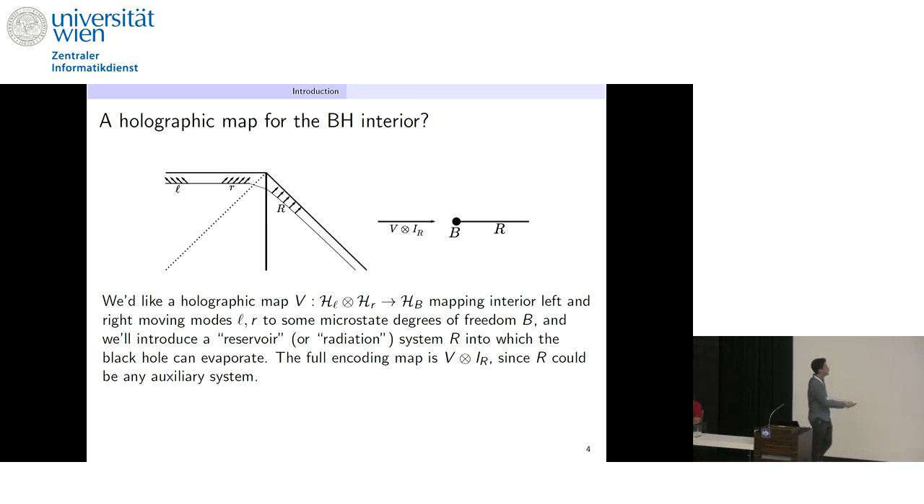And then what we would like is some sort of holographic map which maps us from the effective field theory on this Cauchy slice, sometimes called a nice slice, into some fundamental description of what's going on, where we have the black hole microstate degrees of freedom B, and then they're coupled to the stuff that's outside of the black hole, this reservoir or radiation system R. I'm going to take the encoding map to have the form of V tensor the identity on R. R is some auxiliary system, it could be anything, and so the holographic map should not act non-trivially on it. The non-trivial part of the holographic map just takes the modes inside the black hole and maps them into the microstate degrees of freedom. Okay, so this is what we want.